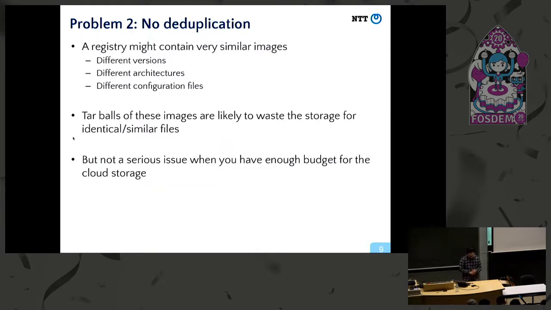The second problem is that tarball doesn't support deduplication. The container registry may contain very similar but slightly different images, with different versions, or with different CPU architectures, or with different configuration files and so on. So the tarballs of these images are very likely to waste storage. But this is not a huge deal when you have enough budget for the cloud storage that is used as the back end of the registry.